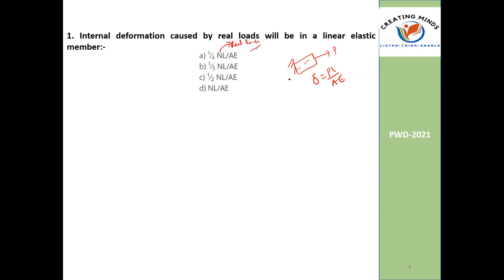Real loads. So if it is P in terms of PL by AE, the option is D. Any doubts? This is the real load.